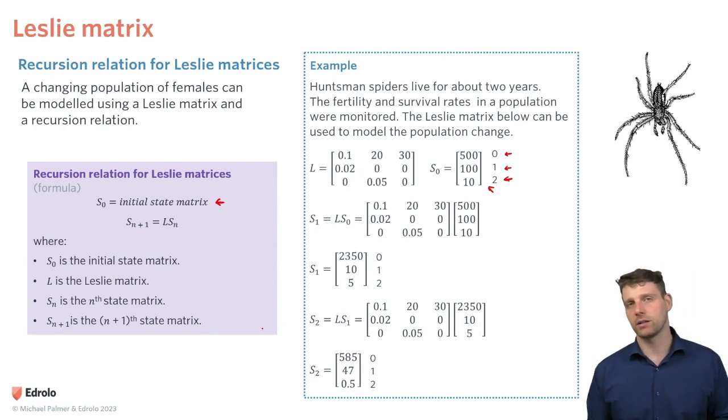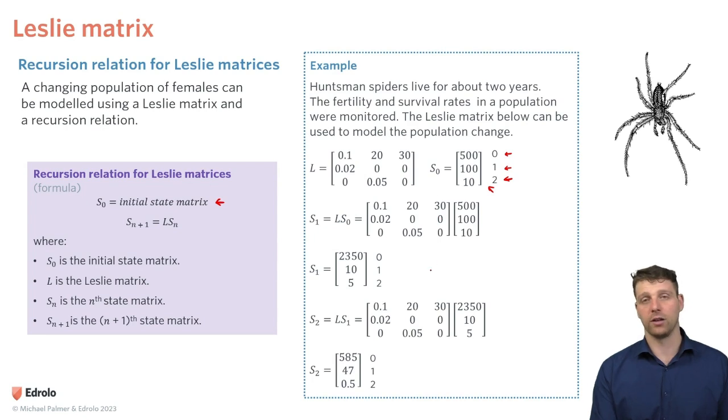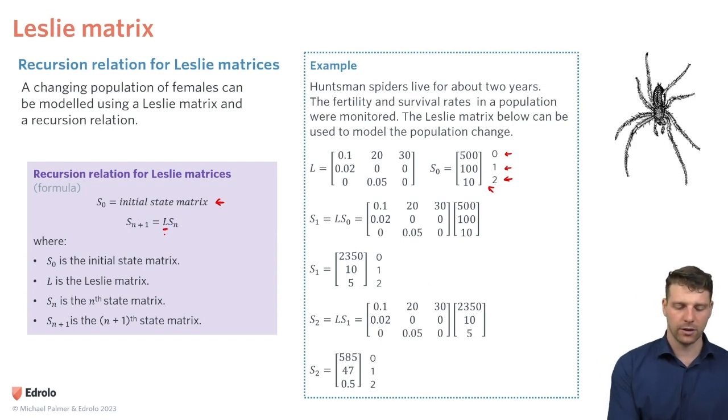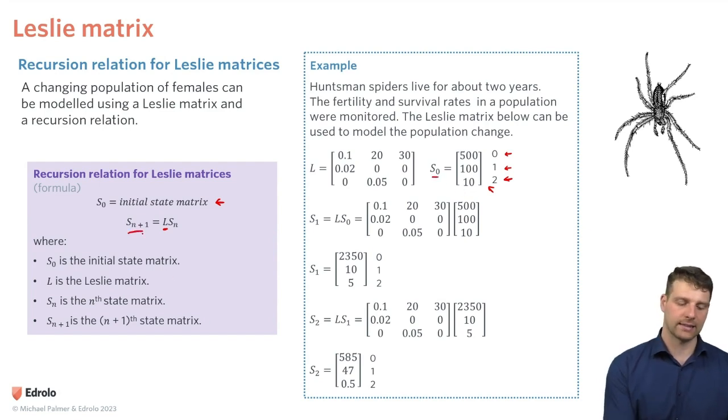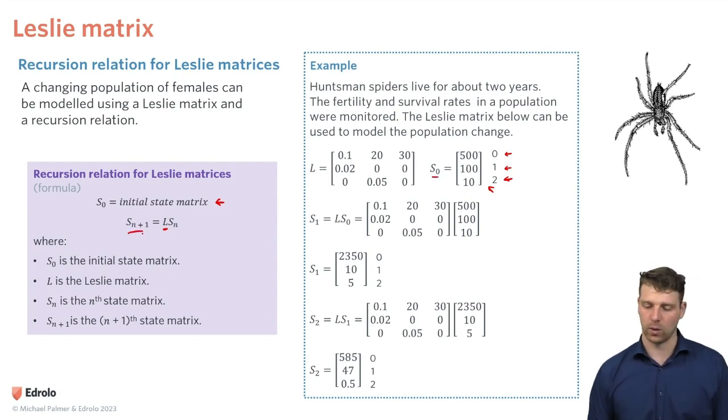This is really quite similar to what you've done with the transition matrices. It's the same recursion relation, but we've swapped L for T. In a transition matrix, the columns add to 1. That's not true of a Leslie matrix. In fact, you can see that pretty plainly from looking at this one. However, doing the recursion works in much the same way. The Leslie matrix is going to make a transform on the state, and we're going to get the next state after that, Sn plus 1.